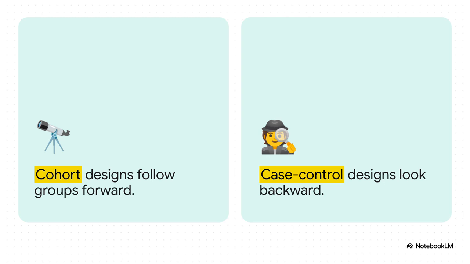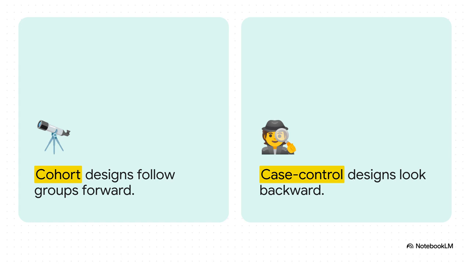It's all about directionality. Cohort designs look forward. You start with a group of people and literally follow them into the future to see who gets sick. Case control designs, on the other hand, look backward. You're basically playing detective. You start with patients who are already sick and you investigate their history to figure out what they were exposed to in the past. It's a completely different approach, but both methods are incredibly powerful ways to gather data when a controlled experiment just isn't going to happen.